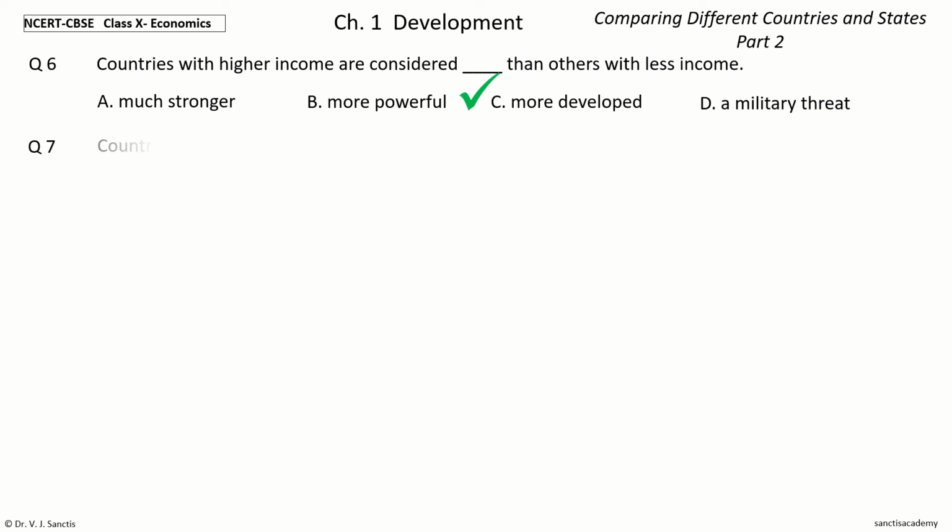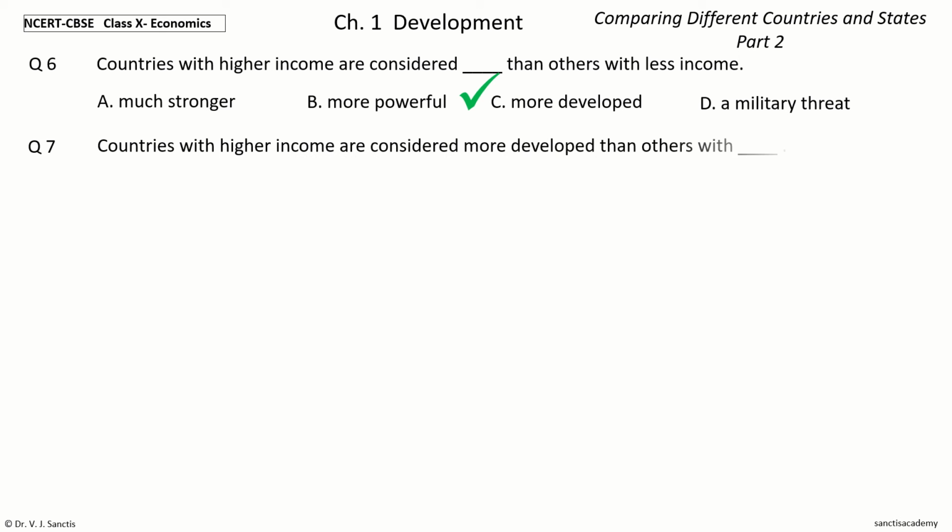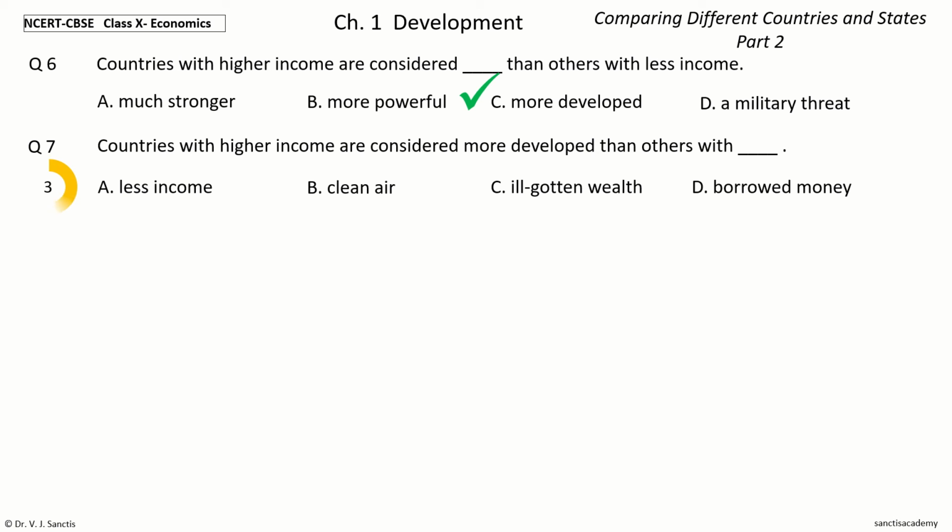Question 7. Countries with higher income are considered more developed than others with dash. The options are less income, clean air, ill-gotten wealth, borrowed money. Your time to choose. And the answer is less income. So, countries with higher income are considered more developed than others with less income.